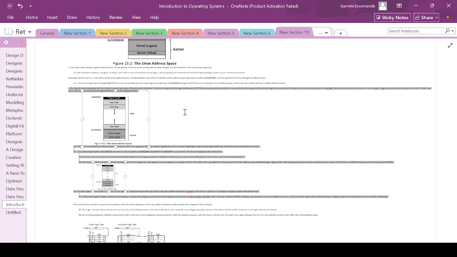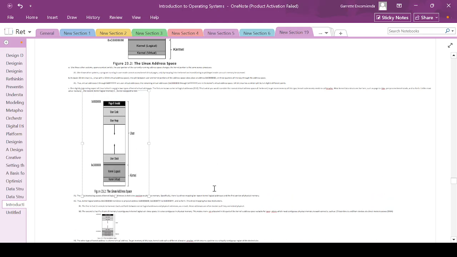The first are known as kernel logical addresses. This is what you would consider the normal virtual address space of the kernel. To get more memory of this type, kernel code merely needs to call kmalloc. So the difference of this with VAX and VMS is that it actually contains two types of kernel virtual address instead of just one. The first is known as the kernel logical address.